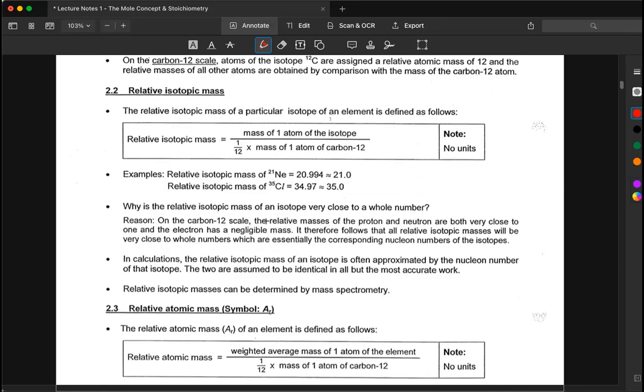That's because the relative masses of the protons and neutrons are both very close to one another, and the electron has a negligible mass. It therefore follows that all relative isotopic masses will be very close to whole numbers, which are essentially the corresponding nucleon number of the isotopes. So in calculations, the relative isotopic mass of an isotope is often approximated by the nucleon number of the isotope. So the two are assumed to be identical, but the most accurate is the relative isotopic mass.